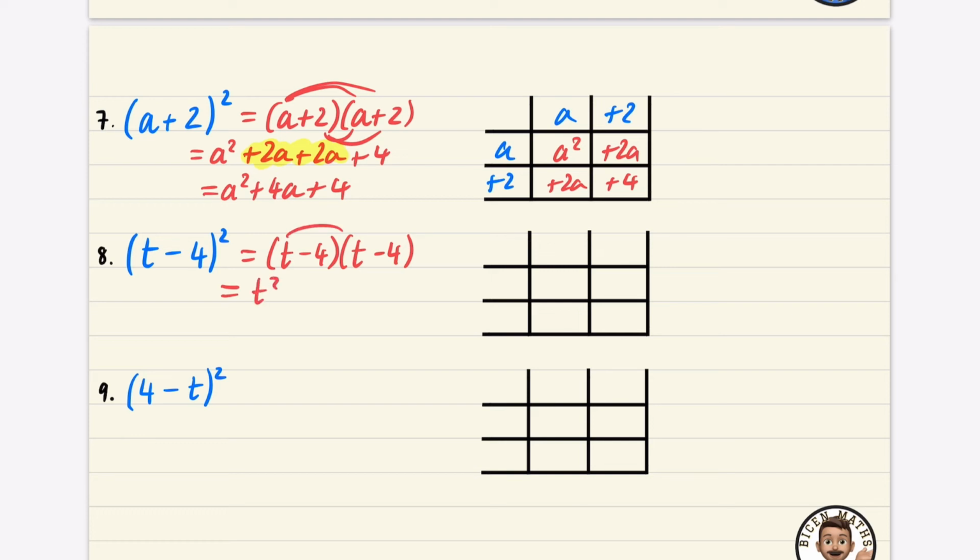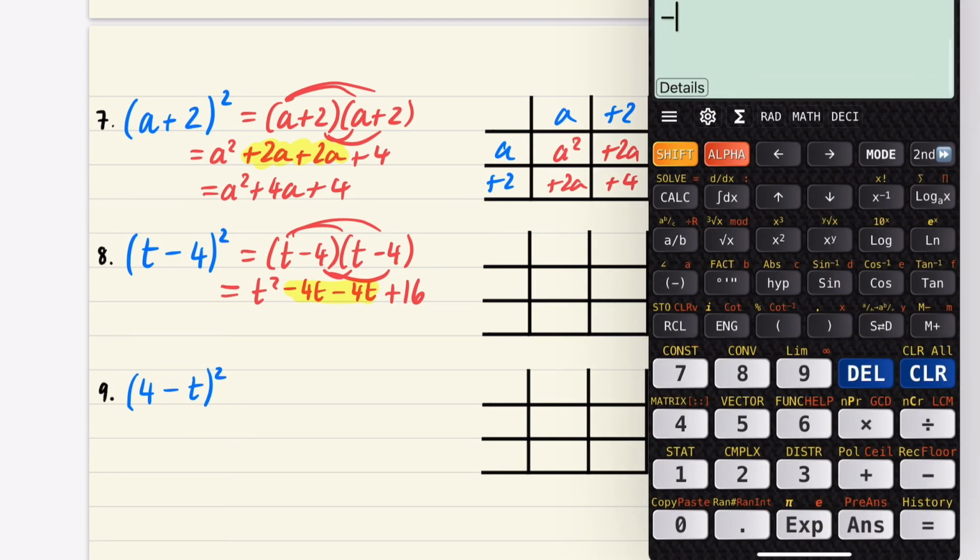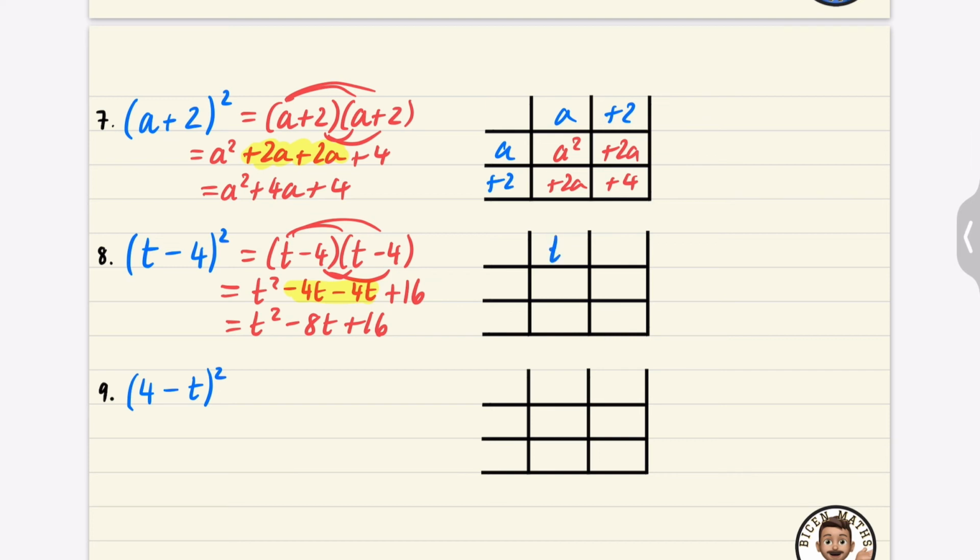So t times t is t squared, t times minus 4 is minus 4t, minus 4 times t is minus 4t, and minus 4 times minus 4 is a negative 4 times negative 4. That gives you a positive 16. So I now need to do minus 4t minus 4t. I'm trying to do negative 4, take away 4. Think to yourself what it's going to be. It's negative 8. So you get t squared minus 8t plus 16 is our answer for this one. Again, you can see how this is going to go if we did it on the grid, t minus 4 and t minus 4. It's t squared minus 4t from those two, minus 4t and plus 16.